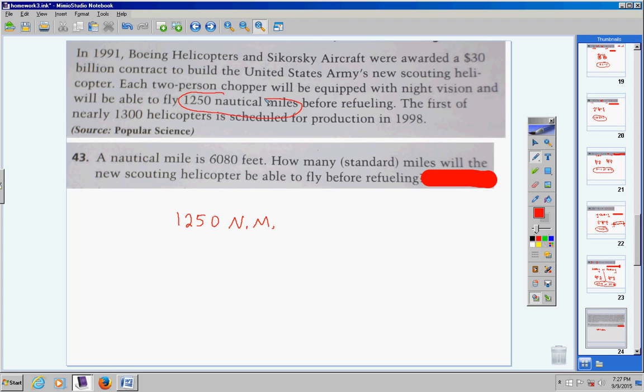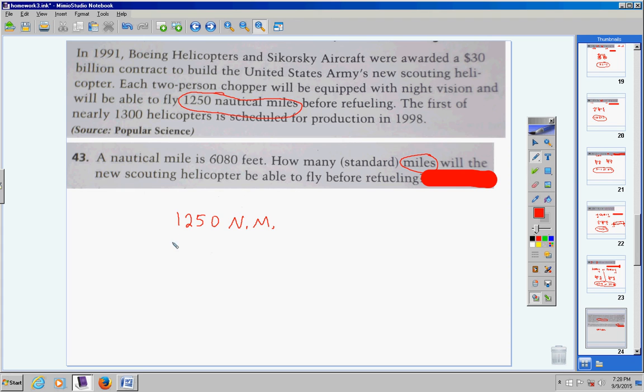Okay. Now, a nautical mile is about 6,000 feet. So every nautical mile I have is 6,080 feet. So I'm going to convert this over to feet. Why would I do that? Because I can then convert feet over to miles. And that's the question, isn't it? How many miles will the new scouting helicopter be able to fly before refueling?